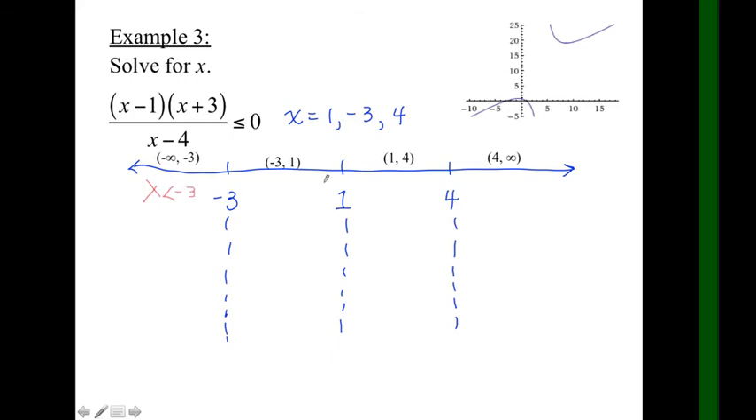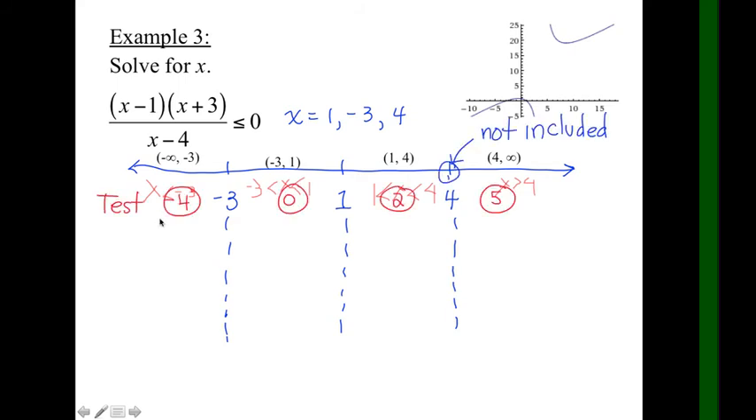Okay? And then for this one, x is greater than 4, which is infinity. And then for this, x is less than 1, but greater than, x is greater than 1 but less than 4. And for this, x is greater than negative 3 but less than 1. Okay, so let's test them.